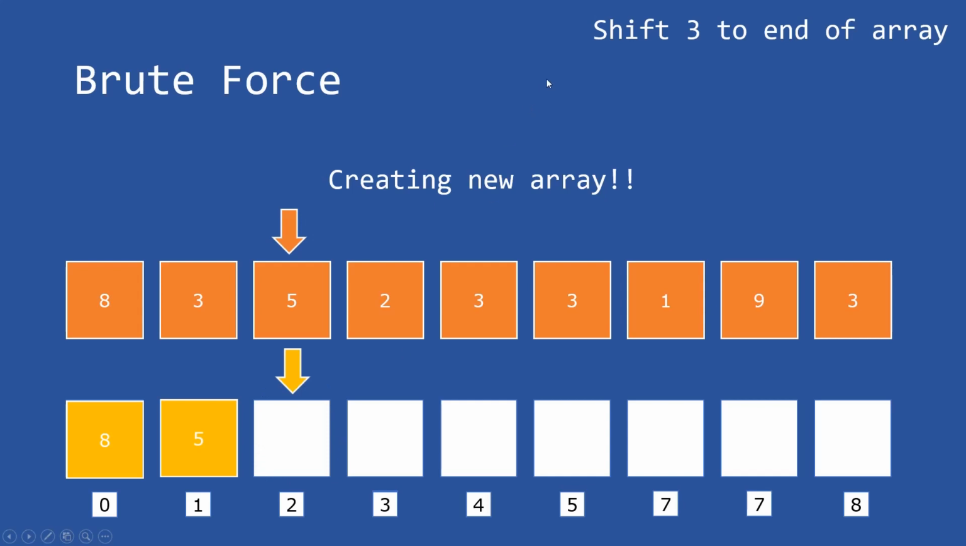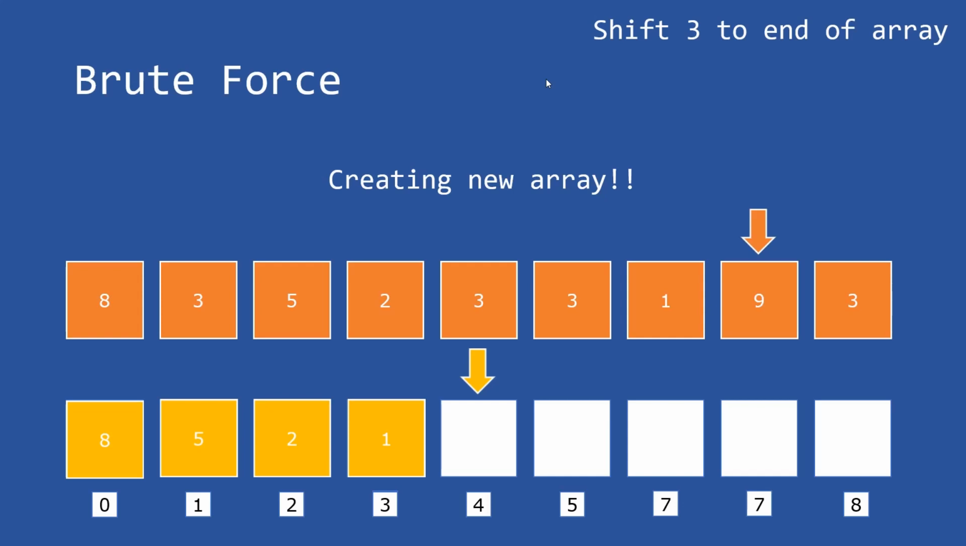Now let's move to the next element. Is this element not 3? Yes, it's not 3. Let's move that element to the new array. Move to the next element. Is this element not 3? Nope, it's 3. We need not do anything. Move to the next element. Is this element not 3? Nope, it's 3. We need not do anything. Move to the next element. Is this element not 3? Yes, that element is not 3. So let's move that element to the new array.